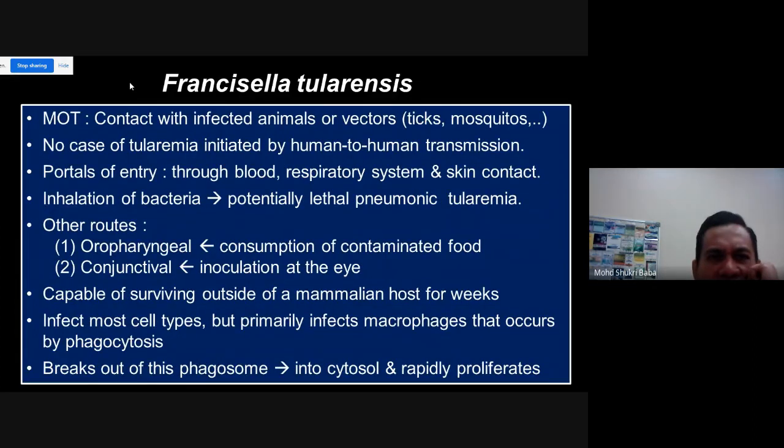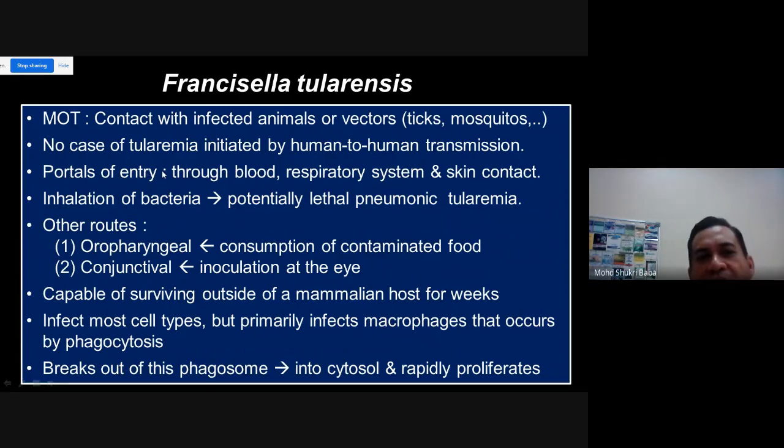So mode of transmission adalah contact with infected animals seperti tick and also mosquitoes. So again sekali lagi ia melibatkan serangga sebagai contact ataupun vectors dia. Alright. No case of tularemia initiated by human to human transmission. Setakat ini tiada lagi case yang disebabkan oleh human to human. Basically apa yang dilaporkan hanya melalui vector sahaja, iaitu ticks and also mosquitoes.